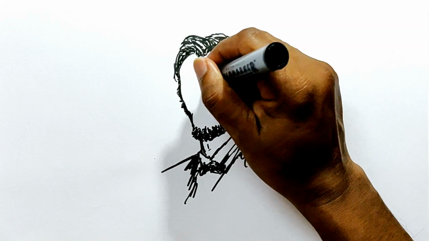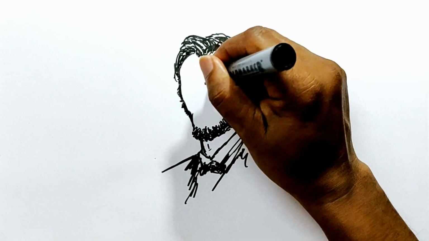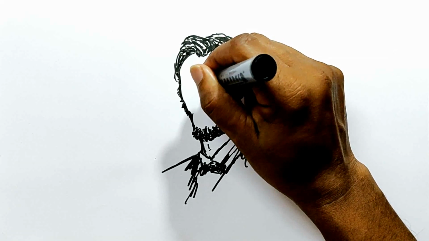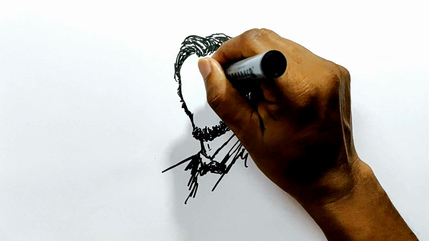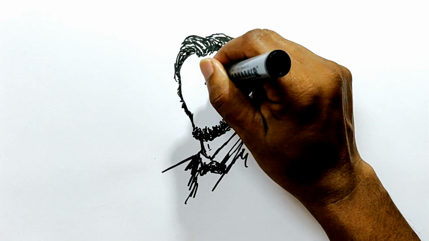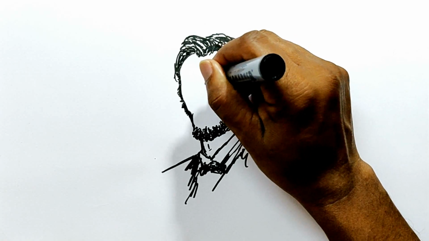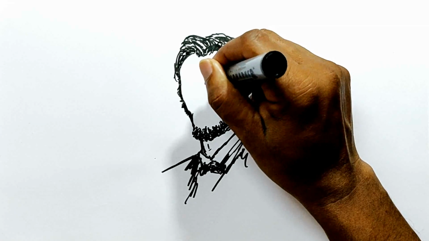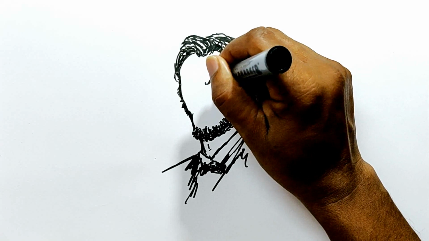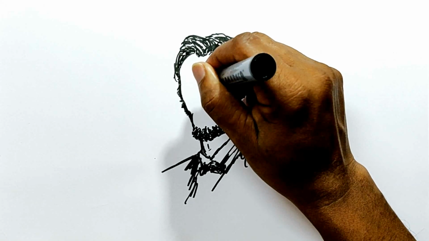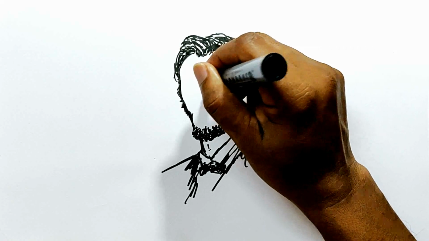We will start with his eyebrows. Now there are too many lines over here, so you have to be very careful because you ought to leave white areas to show the places where the light is going to fall. So you have to be very careful about that, because once you fill it with black, you cannot do anything. Okay.